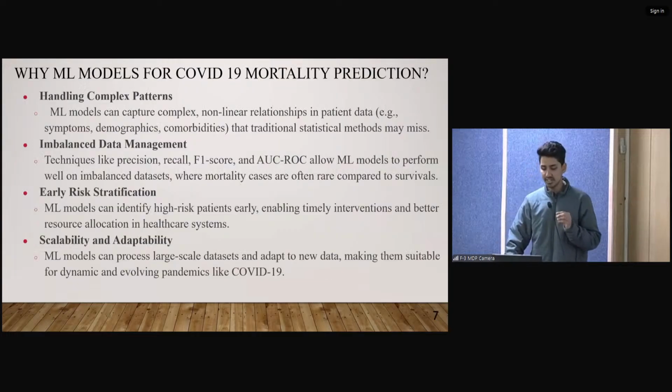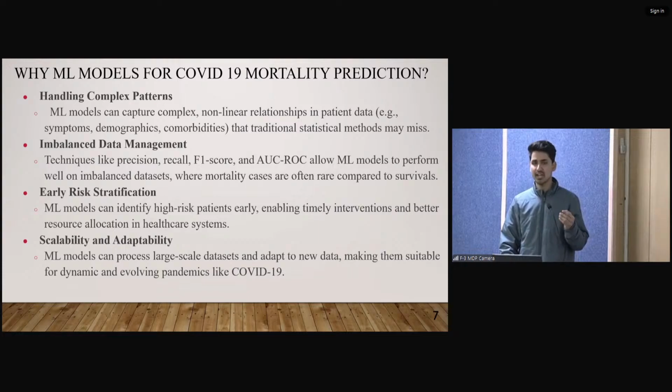Now let's discuss why we need ML models for COVID-19 mortality prediction. ML models can capture complex patterns and handle imbalanced datasets with the help of precision, recall, F1 score, AUC, and ROC. ML models can detect early risks in diseases, and they can also process and adapt to large-scale datasets, which makes them suitable for detecting COVID-19 mortality.